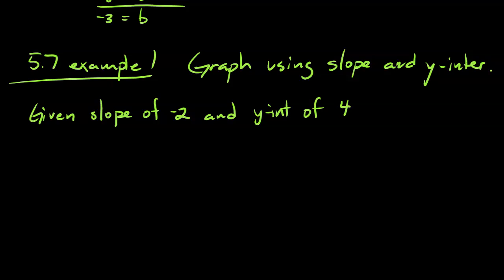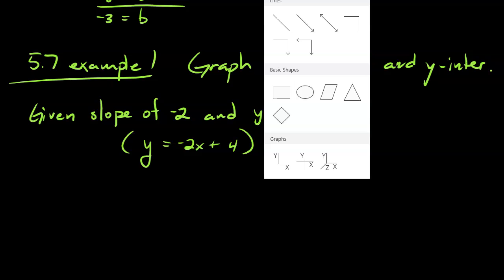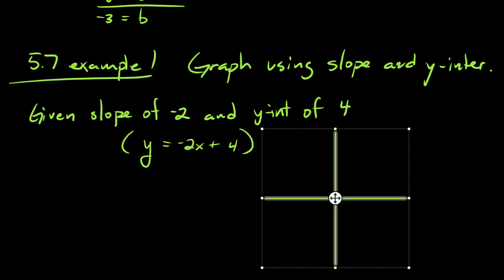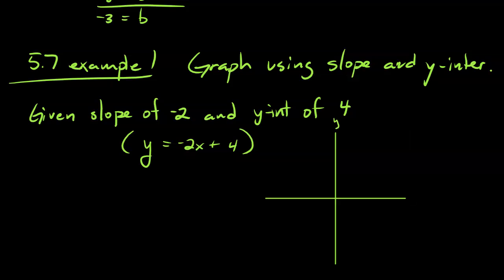And to be honest, they probably won't even phrase it this way. They're probably just going to tell you to graph y equals -2x plus 4. That's probably what you'll be told, but it could be either one. So I'm going to make myself a little graph to start with here, which is probably the most annoying part for you guys. And I fully get it.